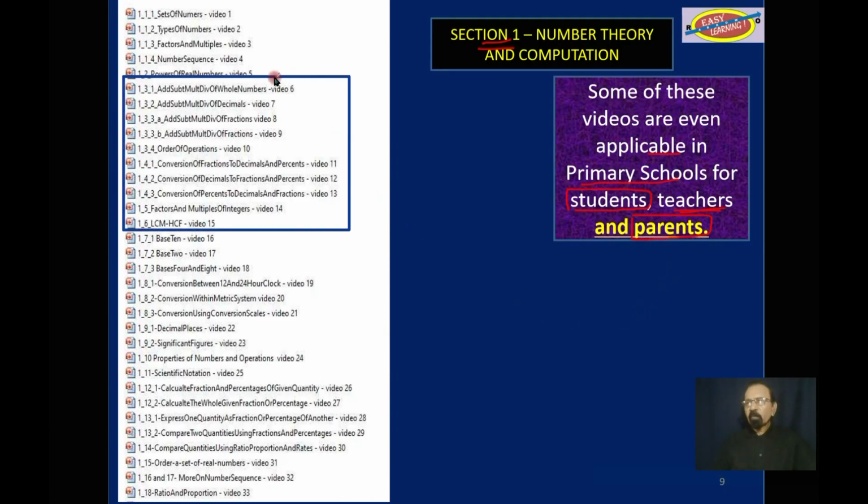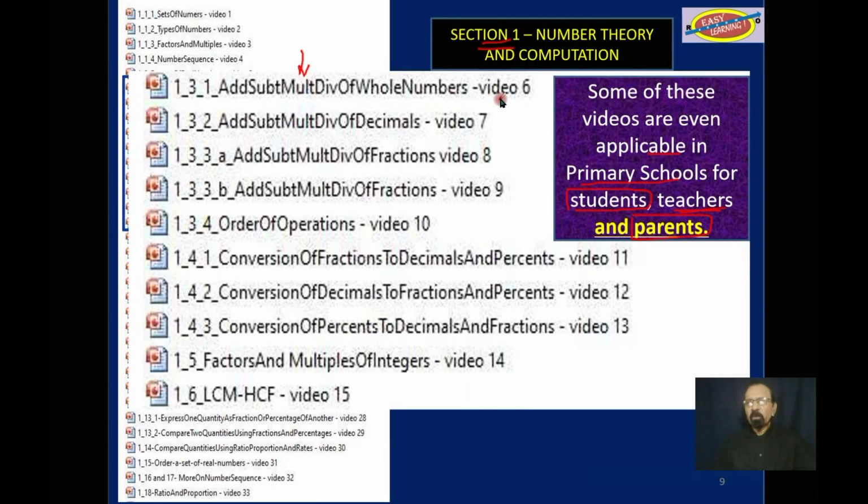For example, if I expand that blue box there, you will notice video 6 says add, subtract, multiply, and divide whole numbers. That is work done in grade 3 in the primary school. Then video 7, add, subtract, multiply, and divide decimals. Work done in grade 4.